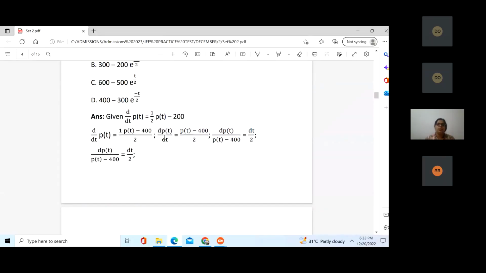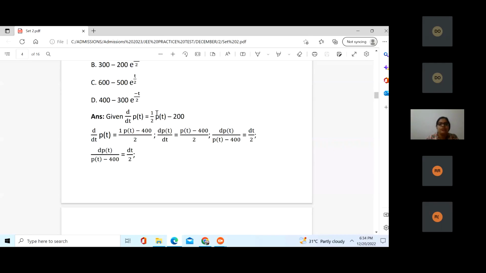With the data that is given in the question, how we can start is, I'm just going to rearrange the terms. The first part is d by dt of p of t equal to 1 by 2 p of t minus 200. This I'll be able to write as 1 by 2 into p of t minus 400. So that's what I have written in this step: d by dt of p of t equal to p of t minus 400 by 2.